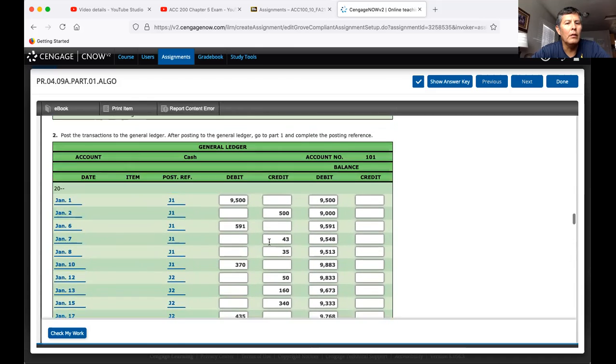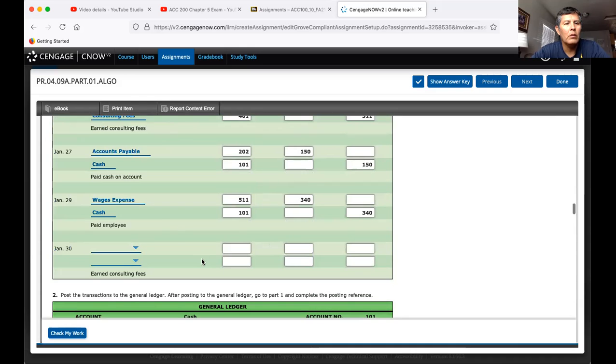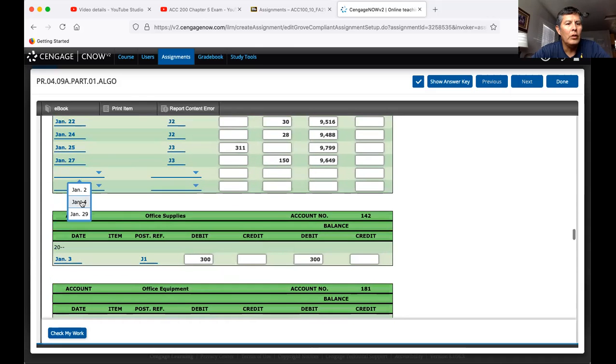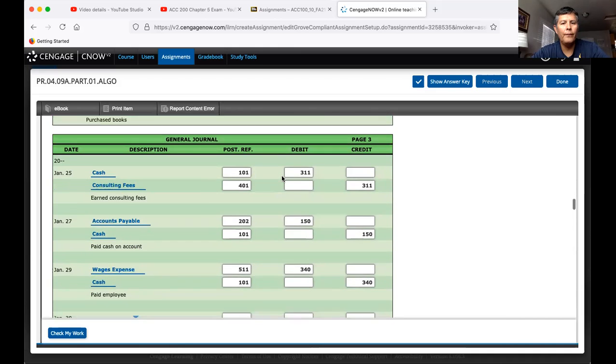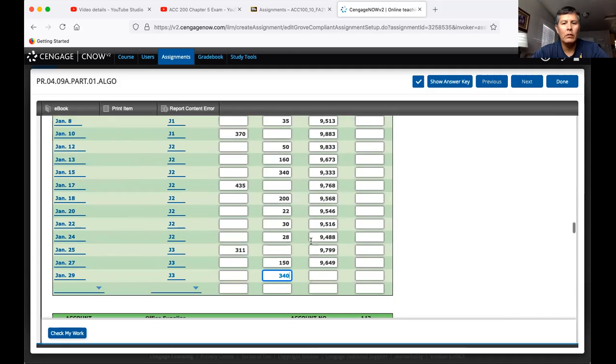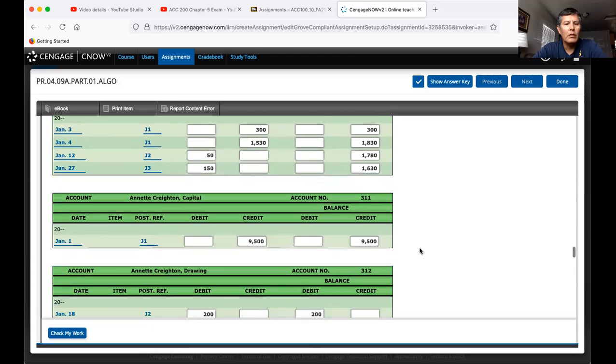Let me check the date again. Here's our cash account. January 29. This is J3. We'll check the amount, 340. Okay, so 96.49 is going to come down. 96.49 minus 340 gives us 93.09. Okay, now we just got to go to our wages expense.